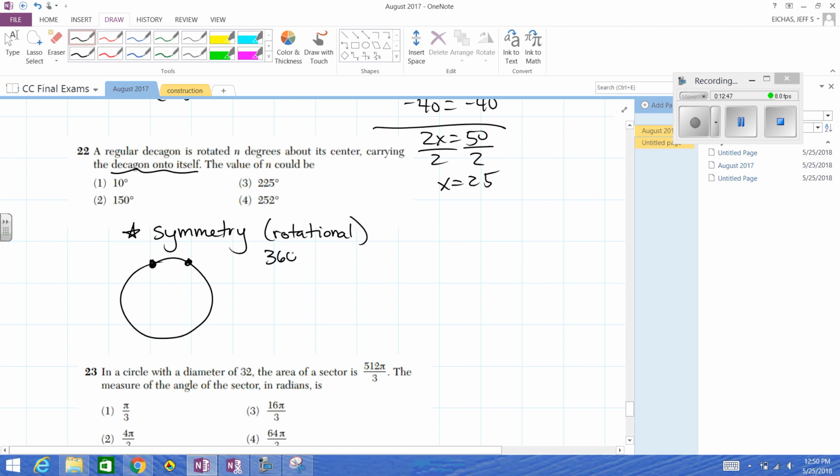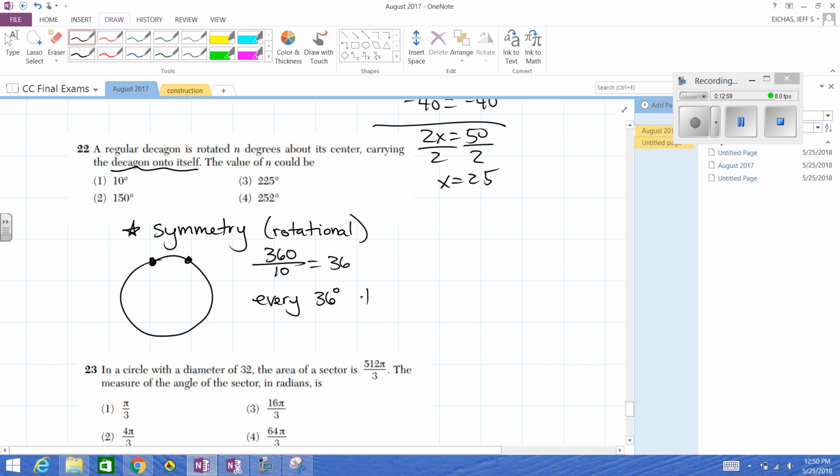Here's why. 360 divided by 10 sides is 36. So every 36 degrees, the decagon maps onto itself. Now, if it ever asks us for the smallest number of degrees or minimum number of degrees, we'd report 36. That's not a choice, so it's kind of a trick question.